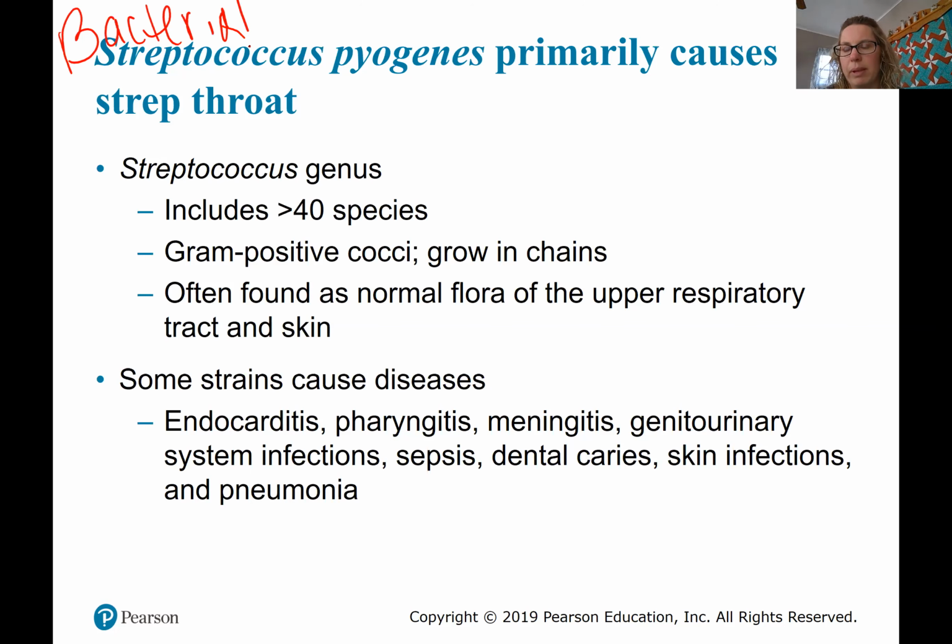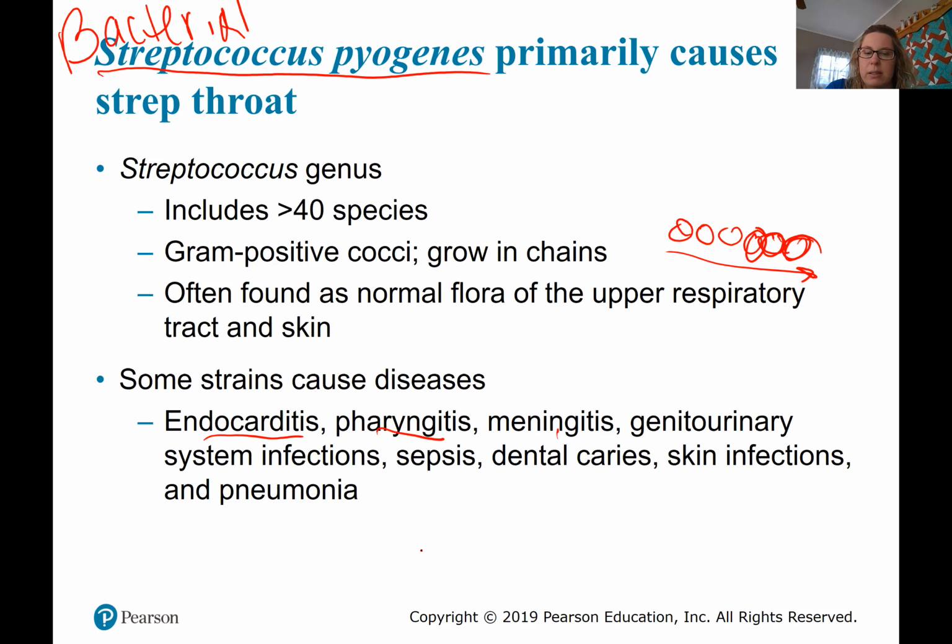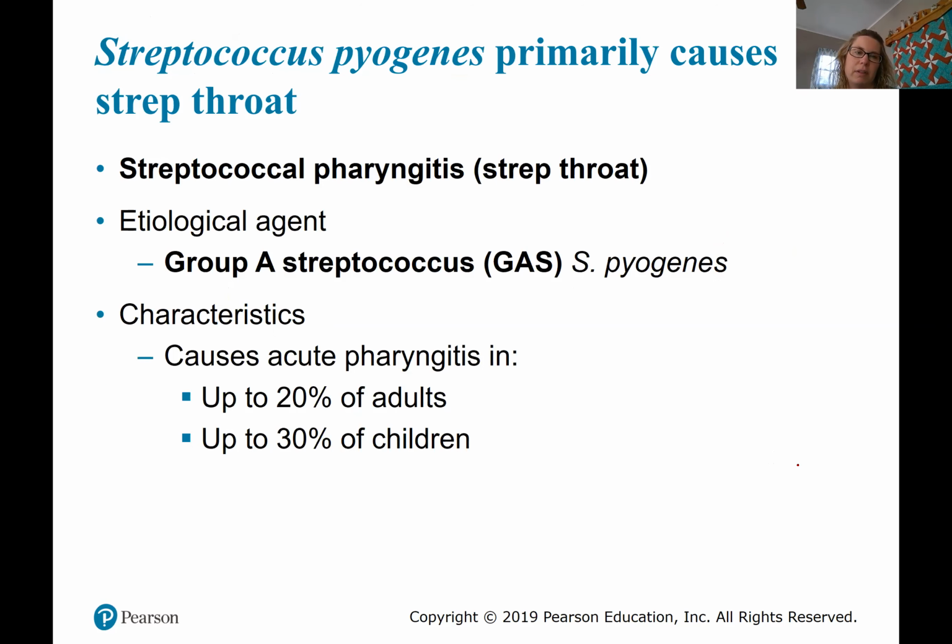Pretty much all of us have probably had strep throat at one time or another, and that's caused by Streptococcus pyogenes. We know that they're gram-positive cocci, circles that grow in chains, because based on their name, strepto means chain, cocci means spheres. They can cause all kinds of different diseases: endocarditis, which is basically inflammation of the lining of the heart, strep throat, meningitis, pneumonia, skin problems, sepsis, cavities, all kinds of different things.